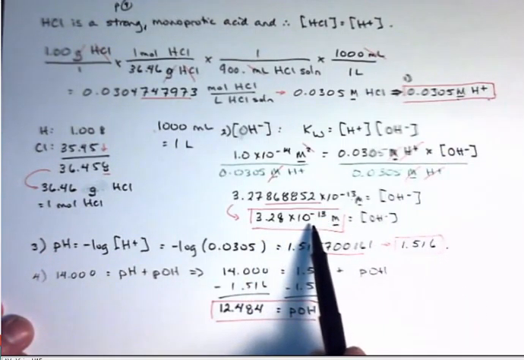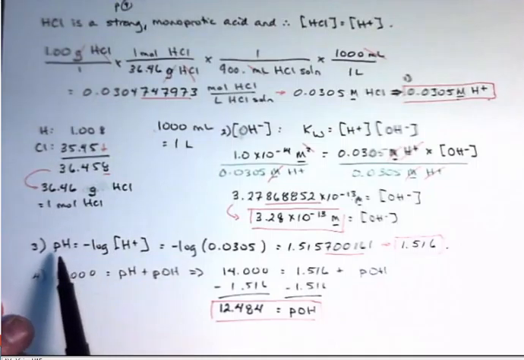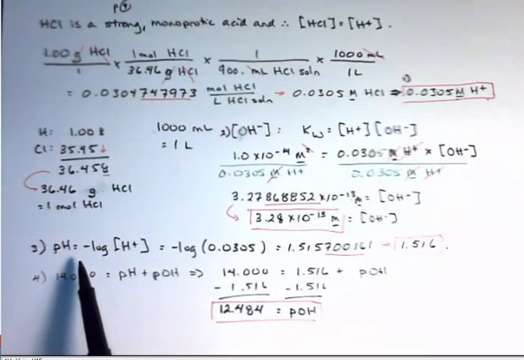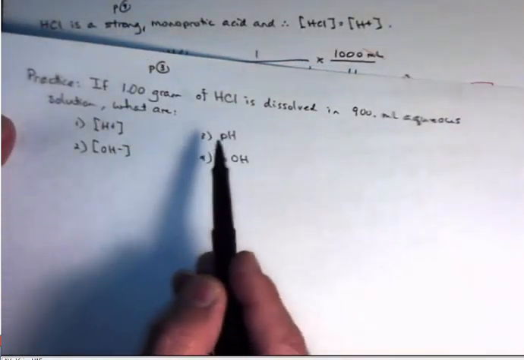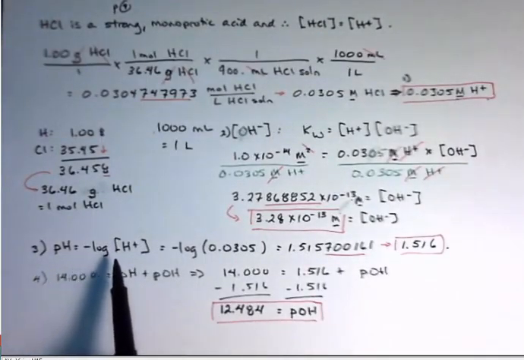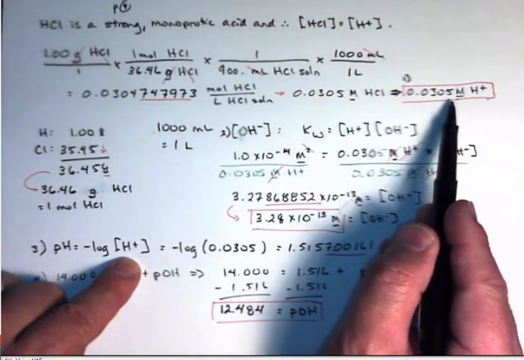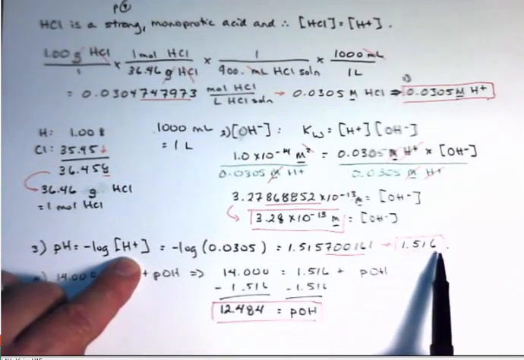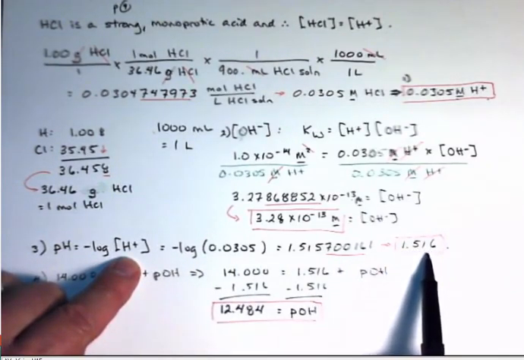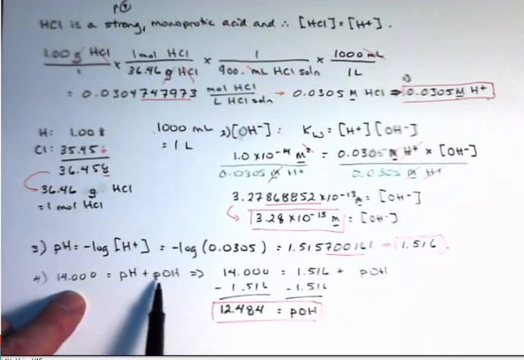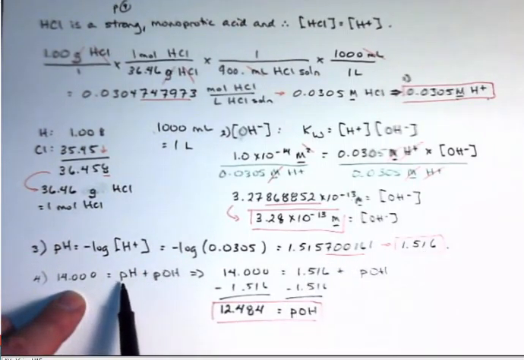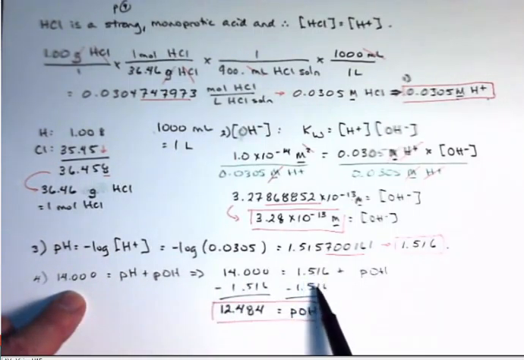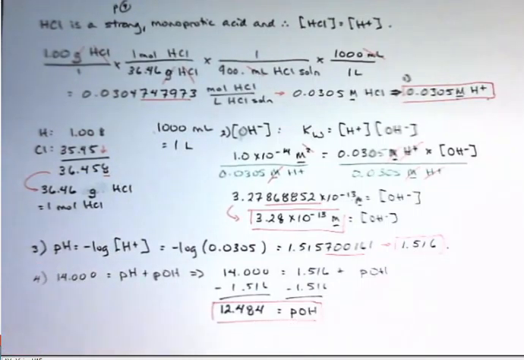Then to find the pH, because that was the third thing the problem asked for, I'm doing it in the order it asked for it here. To find the pH, I took the molar concentration of hydrogen ions and took the negative log to find a pH of 1.516. Then since pOH was the fourth thing, I'm using this equation. And I plugged in the pH value here. I subtracted that value from both sides, and I get 12.484 is the pOH.